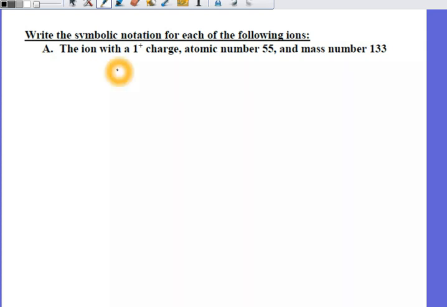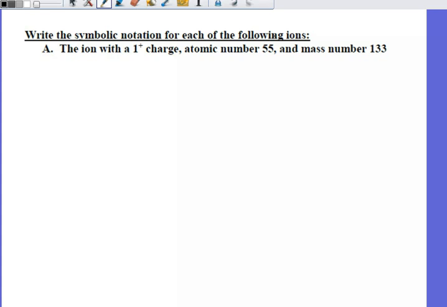Then I could tell you, write the symbolic notation for each of the following ions. So I could give you a list of information from which you would have to discern or determine the notation based on the number of protons, or its atomic number maybe, the mass number, and the fact that it has a charge.